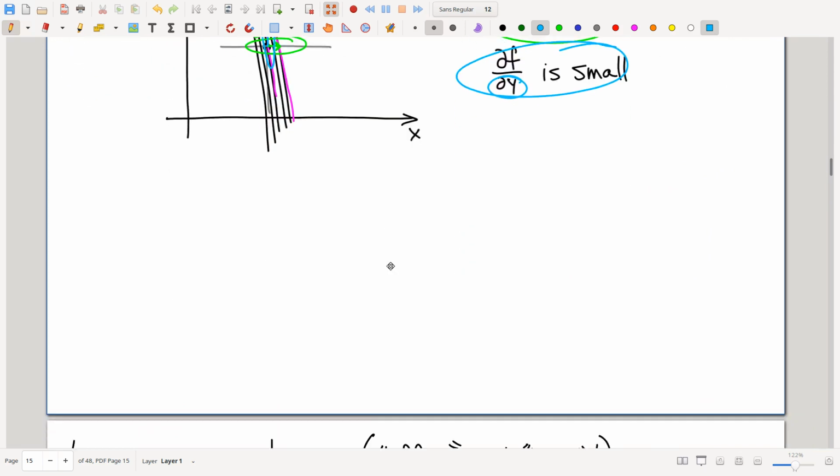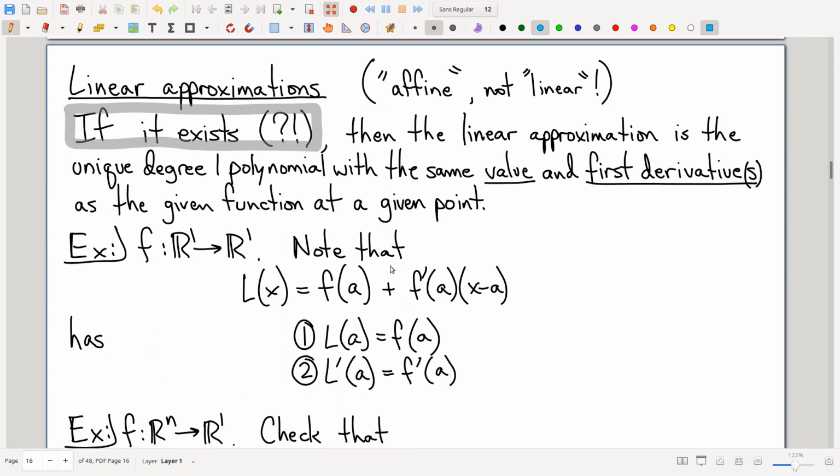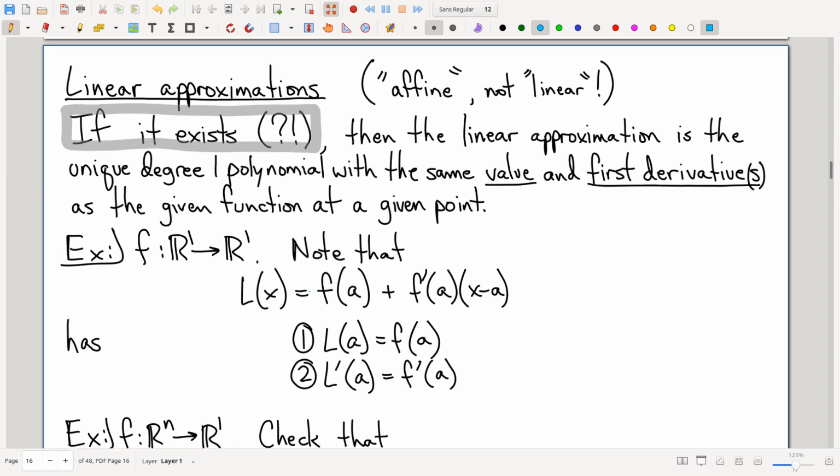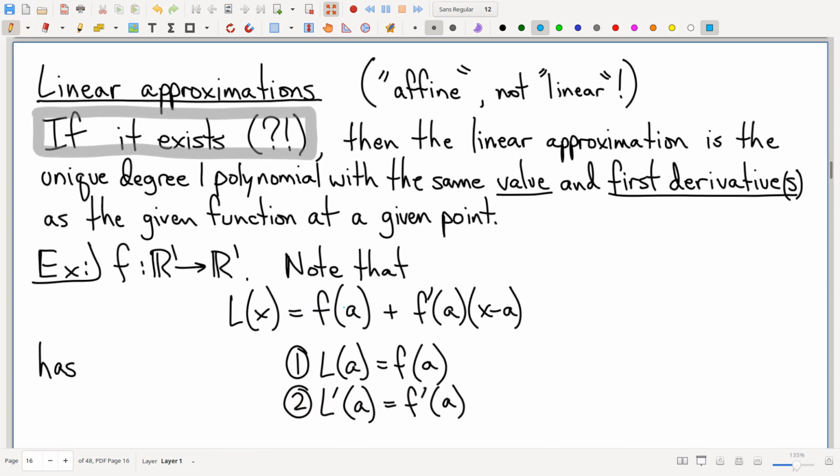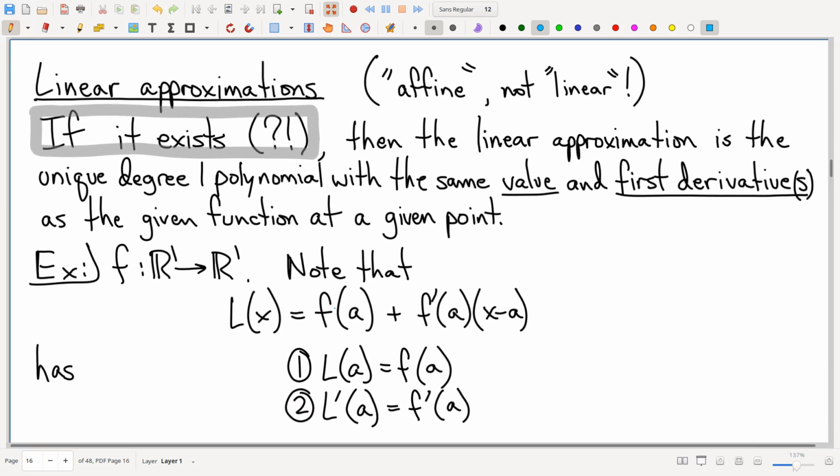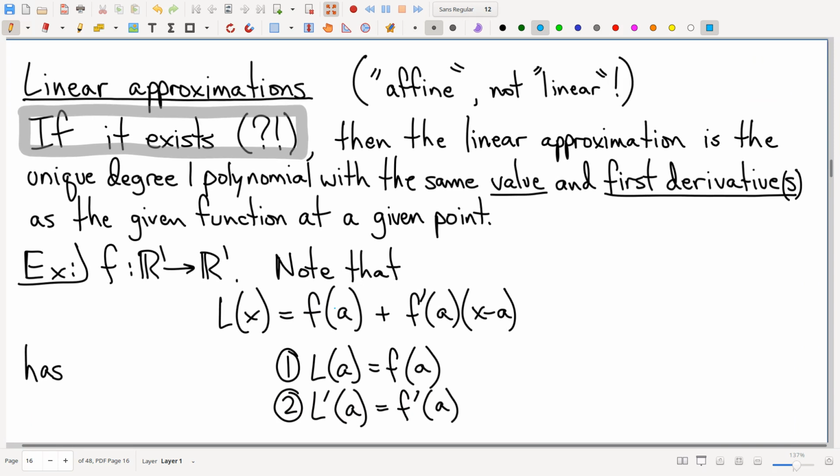Okay. All righty. Next thing, we're going to talk about linear approximations. Y'all will recall linear approximations from Calc 1. And I'll remind you of this formula right here from Calc 1.